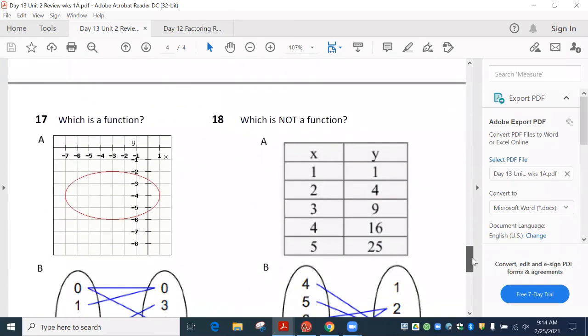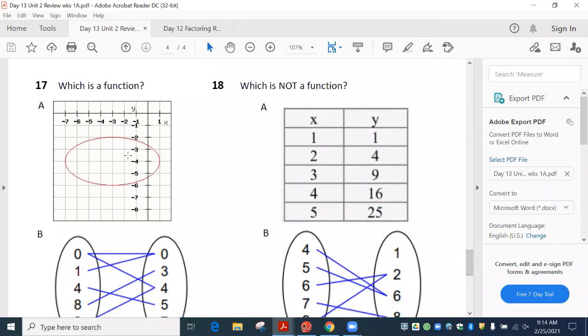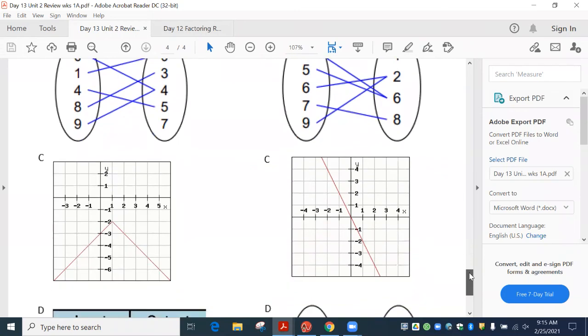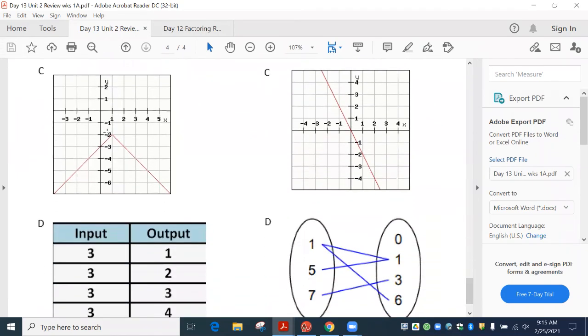And then these right here, we're just going to do this really quick. Which is a function? Not a function. A is not a function because the vertical line crosses it twice. B is not a function because 0 has 2 lines. C, oh, that looks like a function right there. C is a function because if I draw a vertical line, it only touches it once. So C is a function. D was not a function.